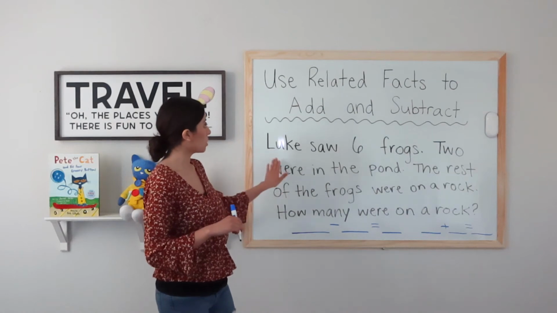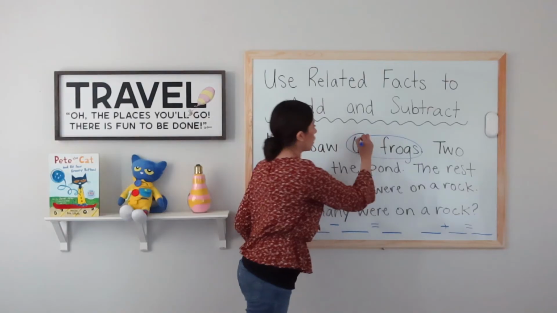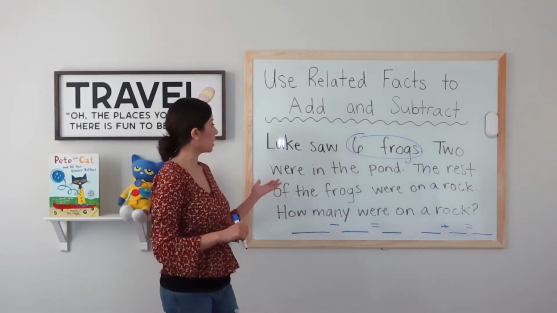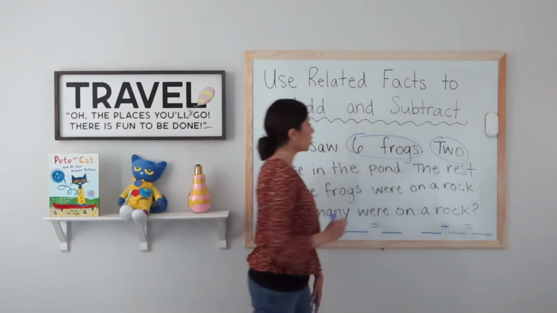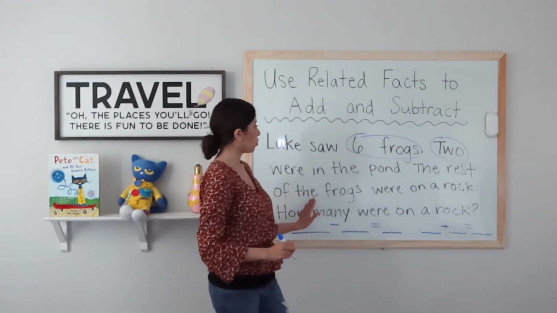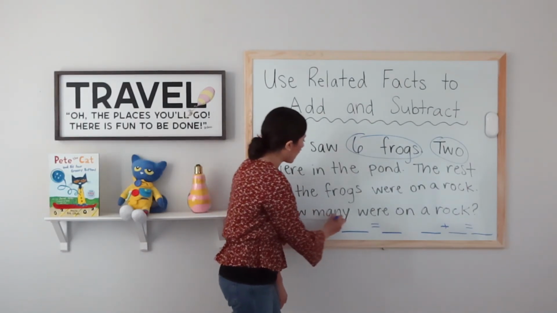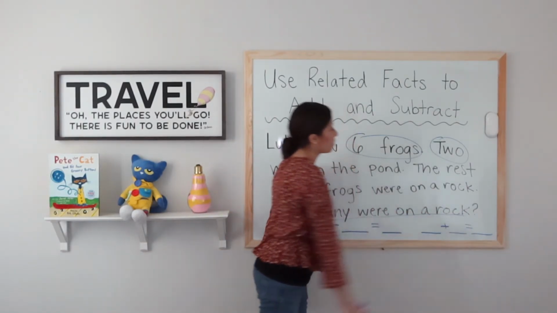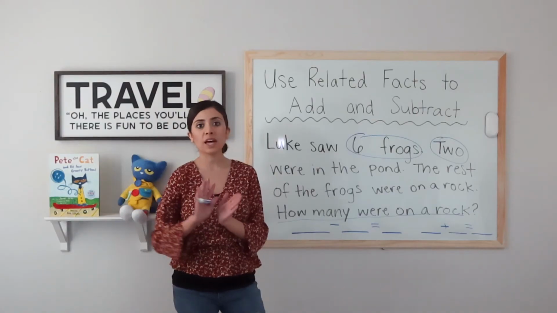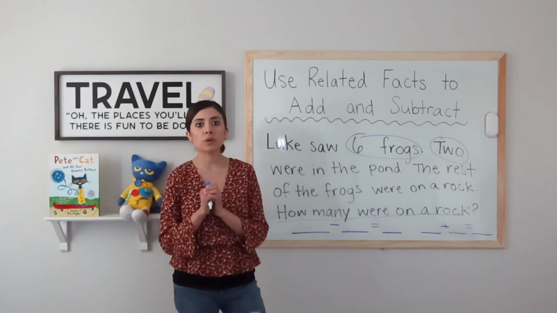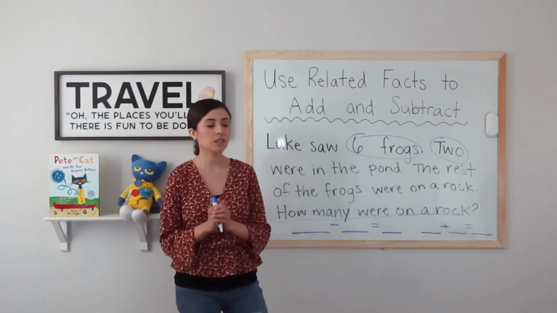We know that Luke saw how many frogs? 6. 6 frogs. How many were in the pond? 2. We know that the rest were on a rock, okay? But we need to know how many were on the rock, okay? So we're going to take 6 and go ahead and take away the 2 that were in the pond. That means that the rest of them were the ones on the rock.